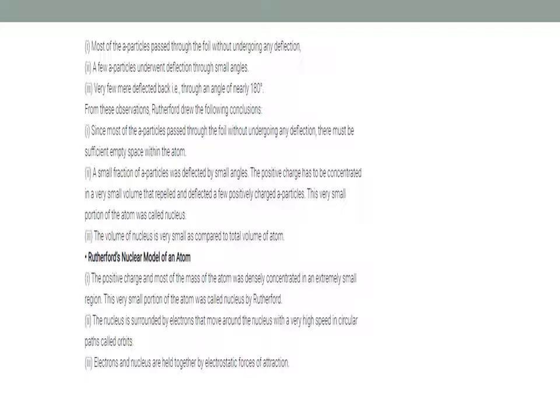What was Rutherford's nuclear model of an atom? The positive charge and most of the mass of the atom was densely concentrated in an extremely small region. This very small portion of the atom was called nucleus by Rutherford. The nucleus is surrounded by electrons that move around the nucleus with very high speed in circular paths called orbits. Electrons and nucleus are held together by electrostatic force of attraction.